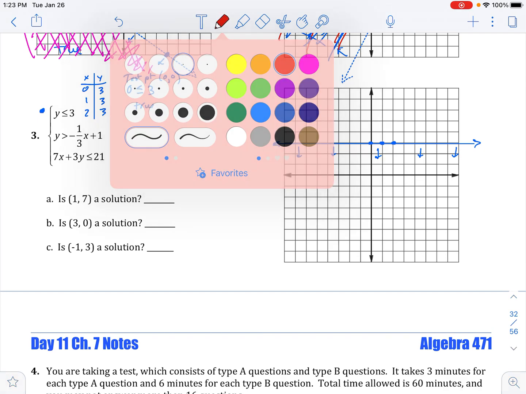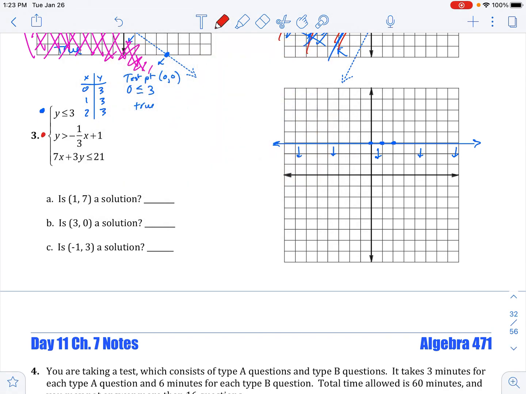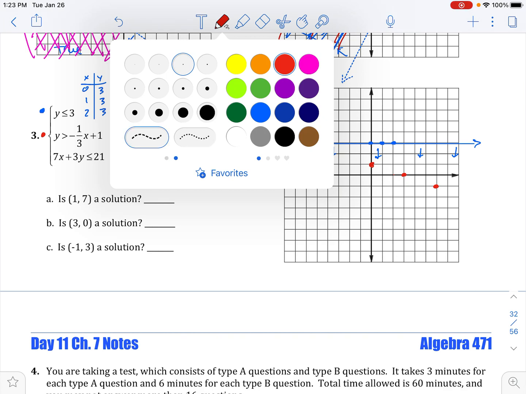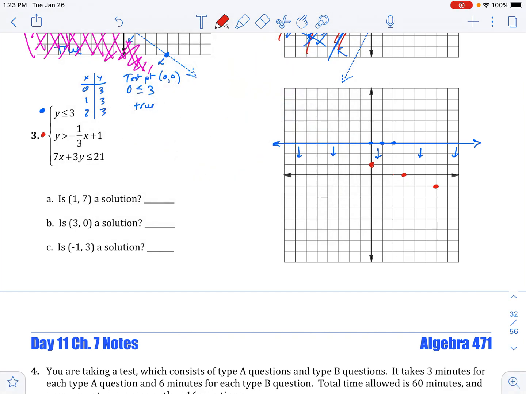When I go to the second inequality here, slope-intercept form, I'm going to start with the y-intercept of 1. I'm going to go down 1 and over 1, 2, 3, down 1 over 1, 2, 3, and I am going to make this line dashed. The reason it is dashed is because that is a greater than. It is not greater than or equal to.